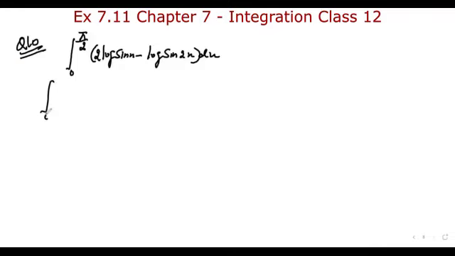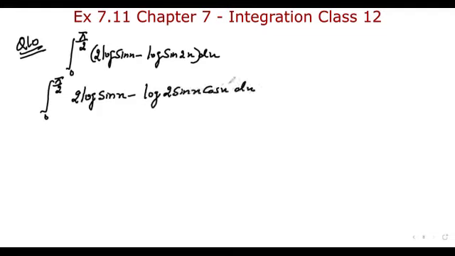In this question, I have 2 log sin x minus log sin 2x. So first, whenever I see sin 2x, it should immediately come to my mind that sin 2x is 2 sin x into cos x. 2 sin x into cos x dx. This should immediately come to our mind. So it is 0 to pi by 2. This is 2 log sin x.